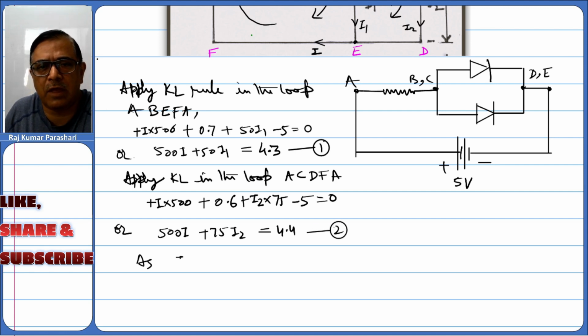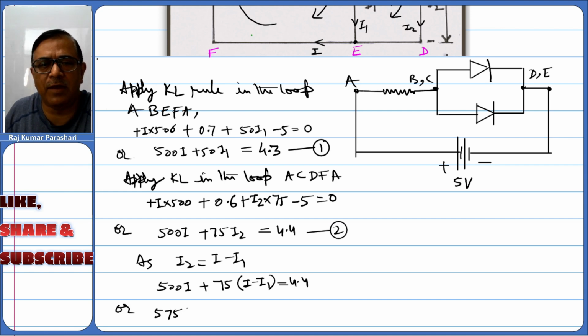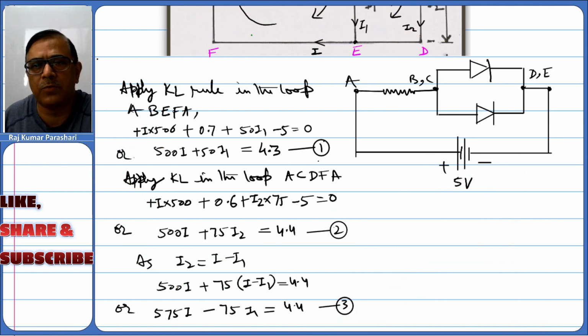As I2 can always be replaced by I minus I1, the above equation will change to 500I plus 75 times (I minus I1) equals 4.4, or 575I minus 75I1 equals 4.4. This is relation number 3. Now we have two equations in two variables I and I1. They can be solved simultaneously.